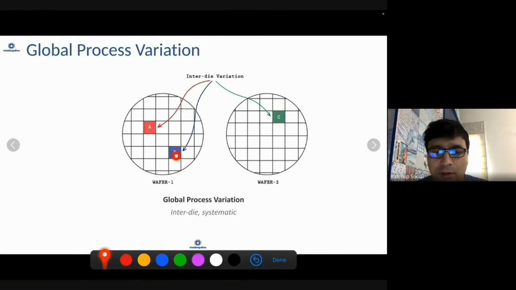Or maybe the gates are created slightly differently, which can cause delays and transition times to be different. And STA needs to take that into account, because not only this wafer should work, this wafer should also work, this should work, all should work. And STA has to take that into account and be pessimistic. How STA does that is a slightly advanced topic, but we should be aware at the conceptual level that there can be variations which can happen, and that STA takes that into account.